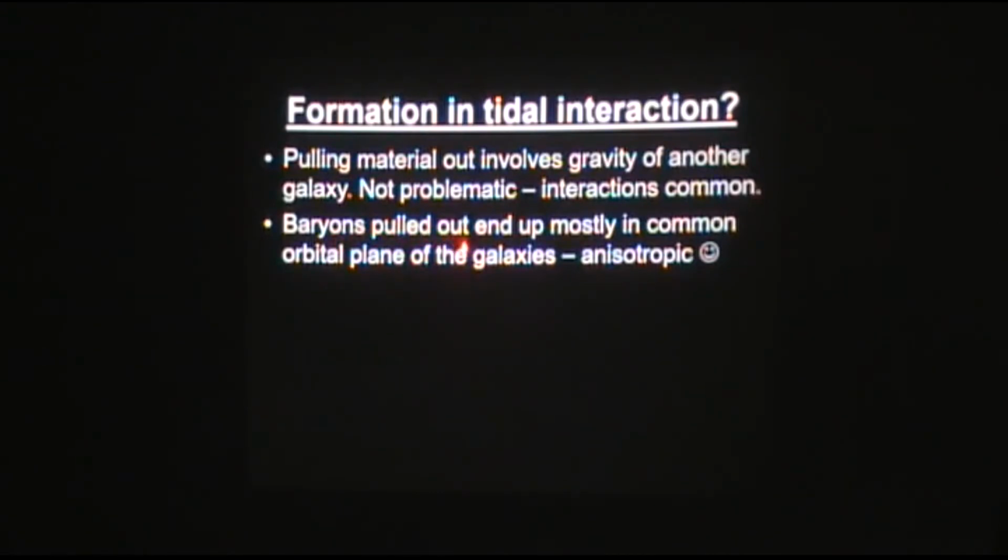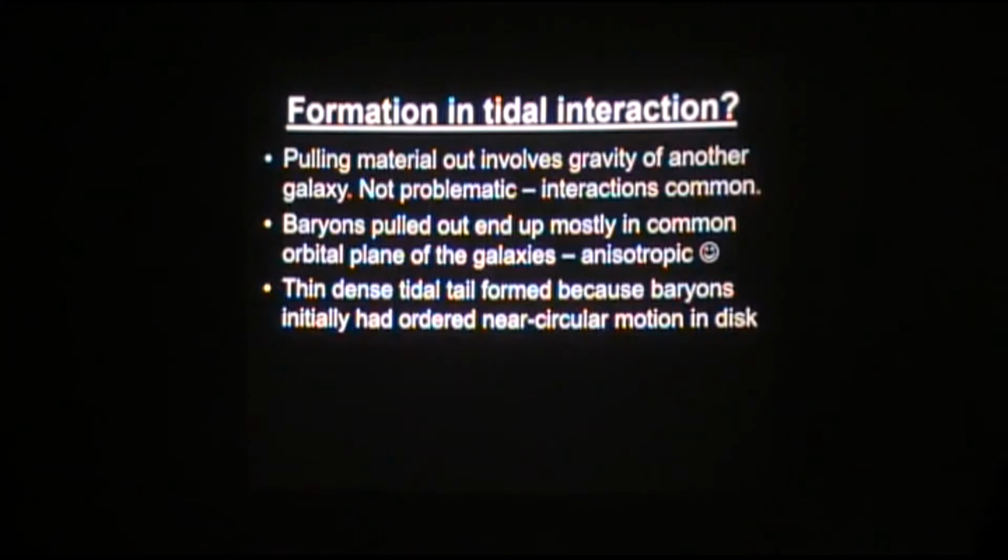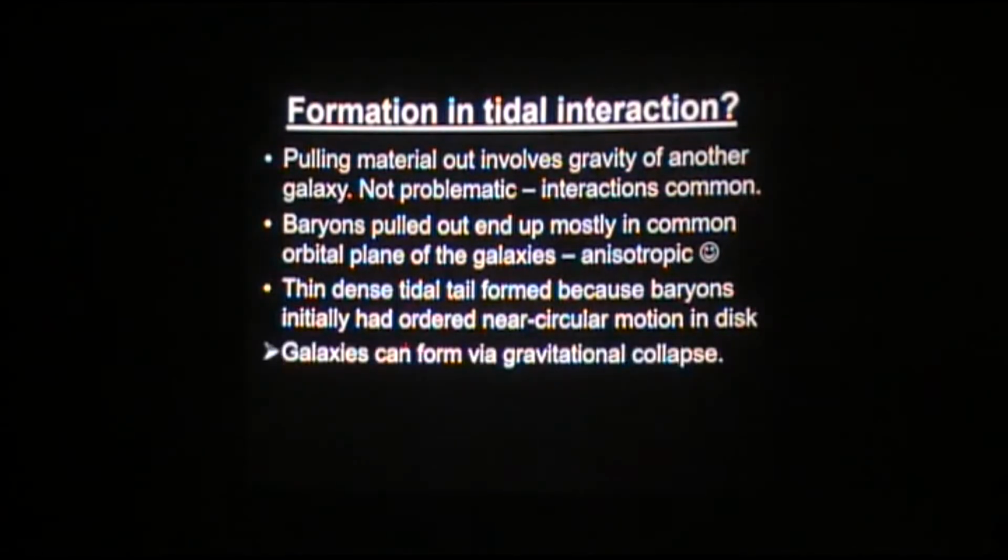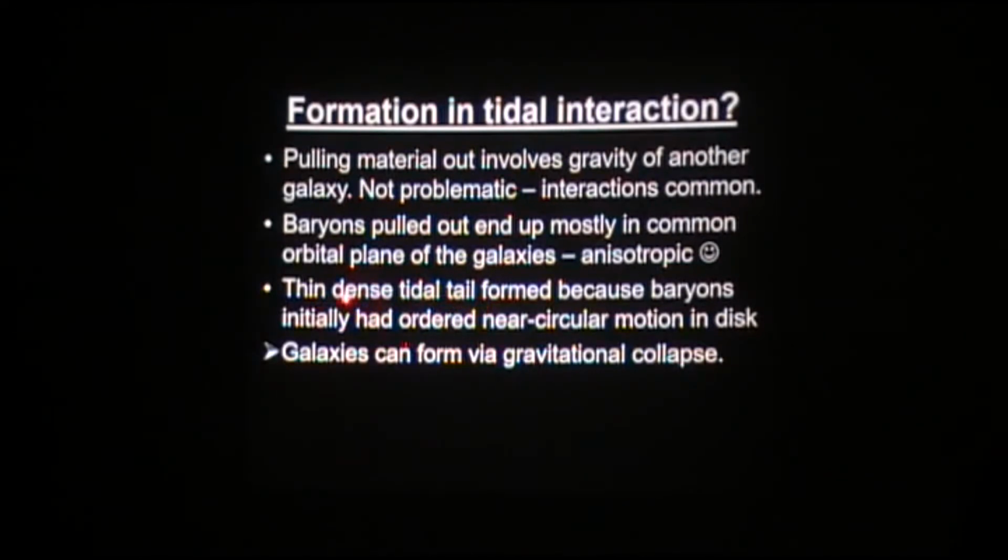The baryons will get pulled out and end up in basically the common orbital plane of the interacting galaxies. So this is good. It will be anisotropic. Obviously, some directions are preferred over others. You get a very dense tidal tail because the baryons initially had quite high density in a thin rotating disk. That in turn is because they've lost energy by radiating it away a long time ago. So galaxies can then form out of this tidal tail by gravitational collapse. Obviously, if you have a thin, dense amount of baryons, this is a thing that's likely to happen when it forms structure.